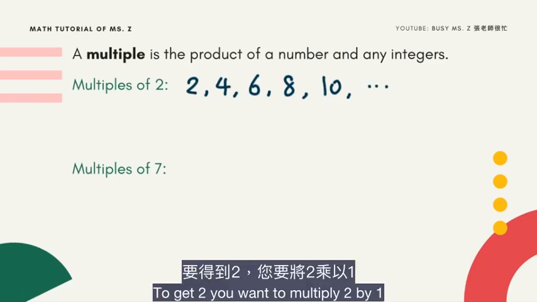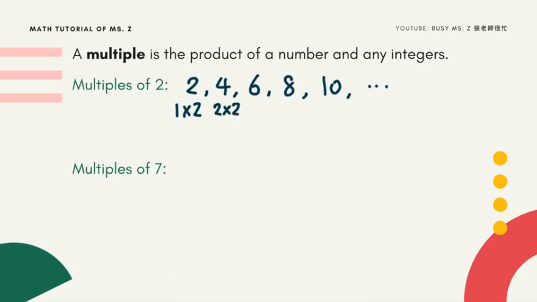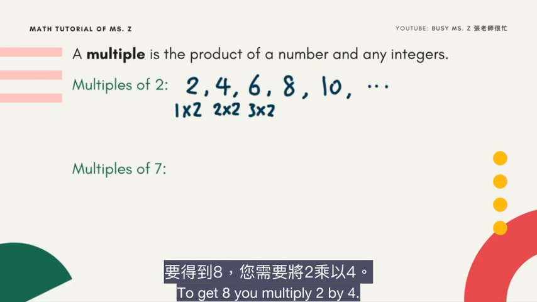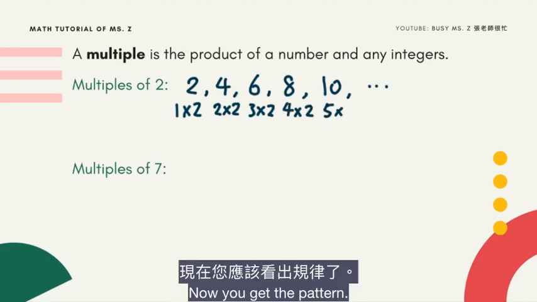And to get 2, you multiply 2 by 1. To get 4, you multiply 2 by 2. To get 6, you multiply 2 by 3. To get 8, you multiply 2 by 4. And to get 10, you multiply 2 by 5. Now you get the pattern.